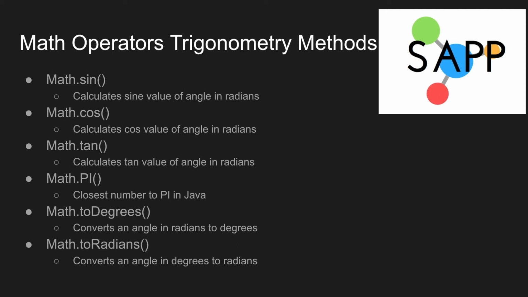Also, there's Math.PI. This number is the closest value to pi in Java and can be used in several trigonometry functions. There's also a Math.toDegrees method, and this is a Java built-in method that converts an angle from radians to degrees. And then there's Math.toRadians, which is vice versa. It converts degrees to radians.